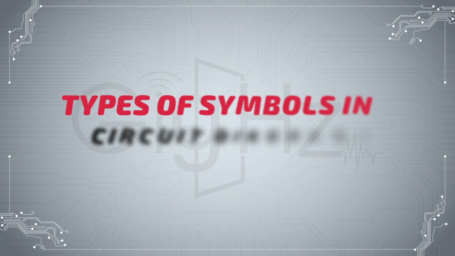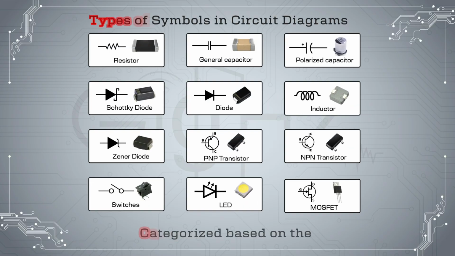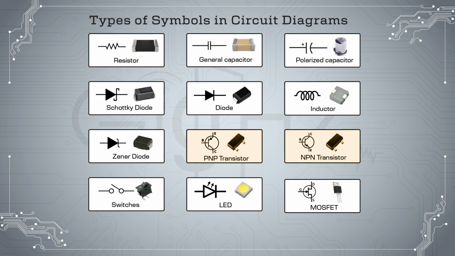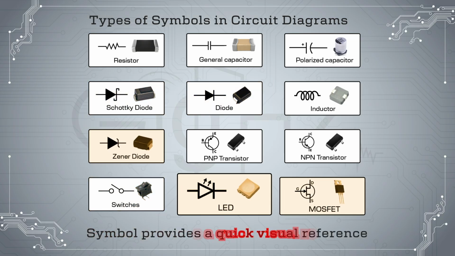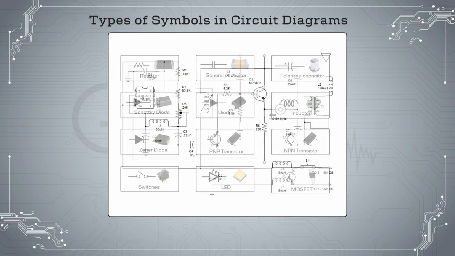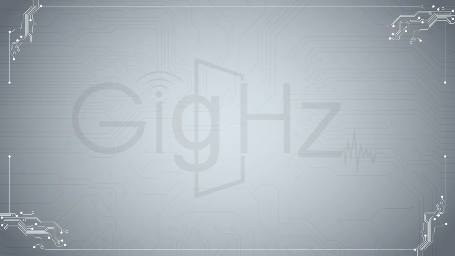Types of symbols in circuit diagrams. Symbols are also categorized based on the components they represent. There are resistor symbols, capacitor symbols, transistor symbols, switches, and more. Each type of symbol provides a quick visual reference to identify the component and its function in the circuit. To understand these symbols better, we'll break down their essential elements.